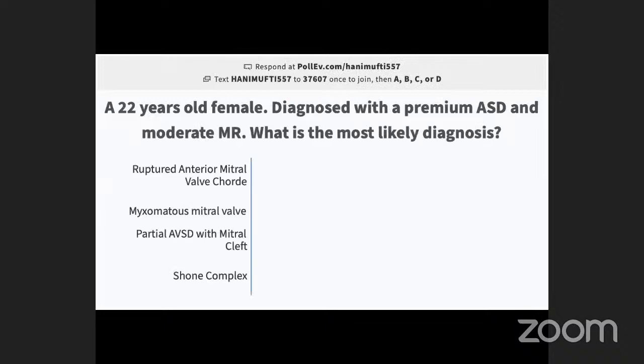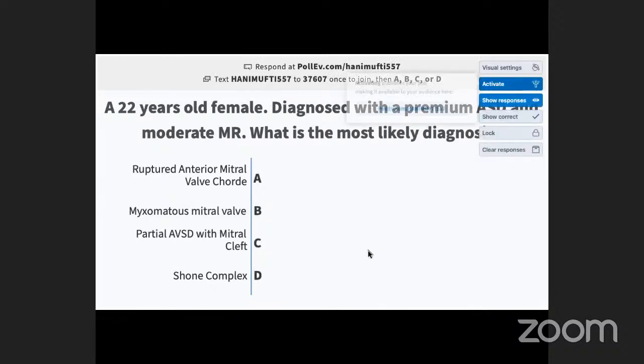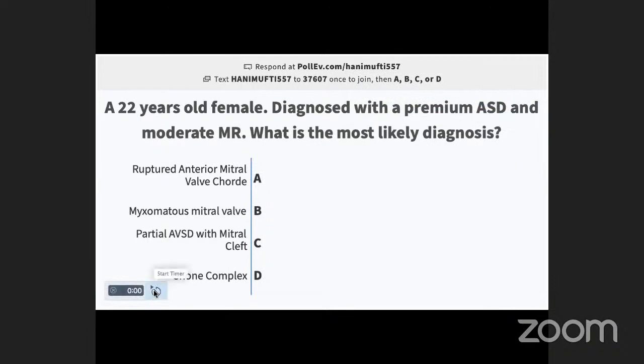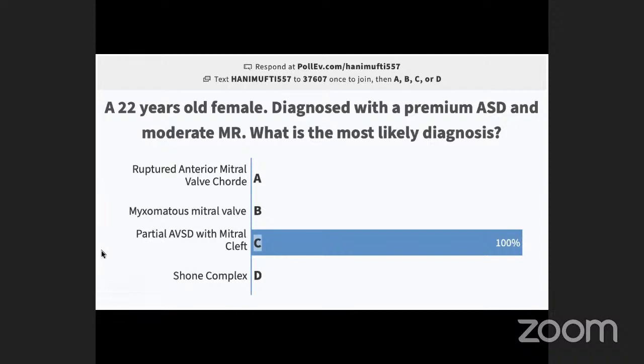Next. Is old female diagnosed with primum ASD and moderate MR. What is the most likely diagnosis? Ruptured anterior mitral valve chordae, myxomatous mitral valve, partial AVSD, shunt complex. This should be straightforward.